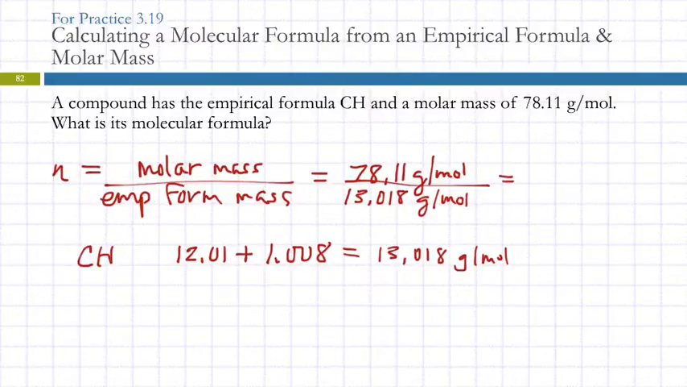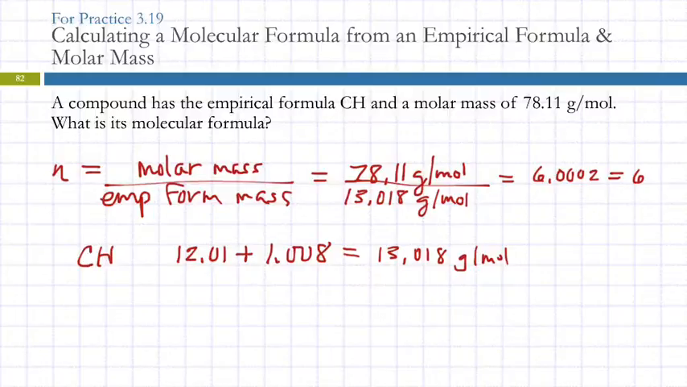So when we take these two numbers, the 78.11, and divide by the 13.018, we should get a nice whole number, 6.0002. If you get a messy looking number, like 6.5 or something, you made a mistake somewhere. You calculated the wrong empirical formula, you calculated the wrong formula mass, something's messed up. Maybe you just divided wrong on your calculator. But these problems are always going to come out nicely. So that is 6.